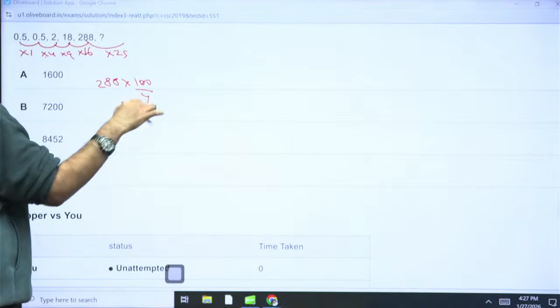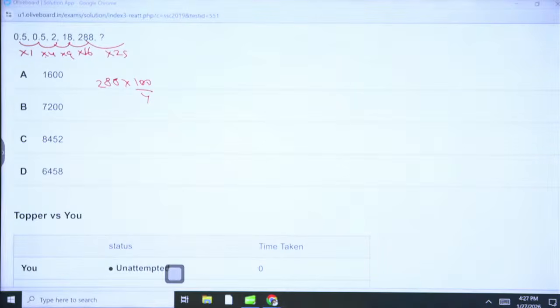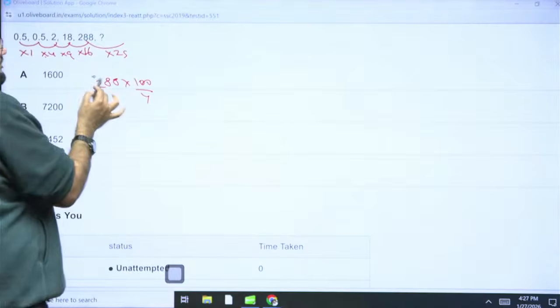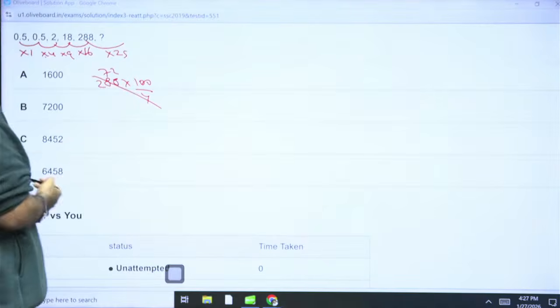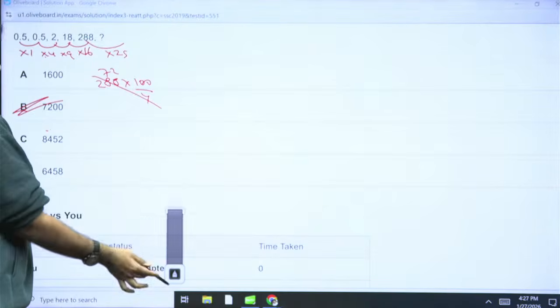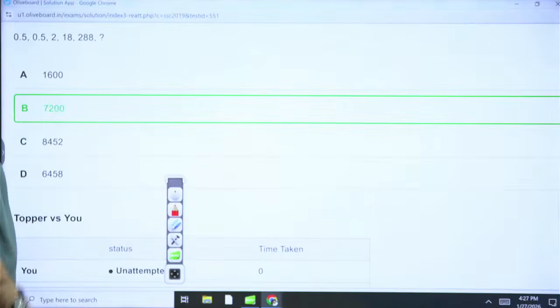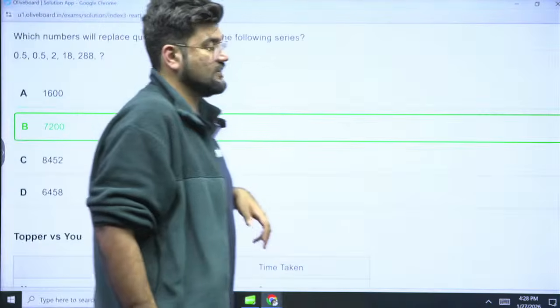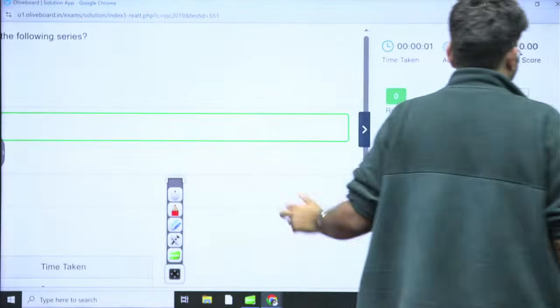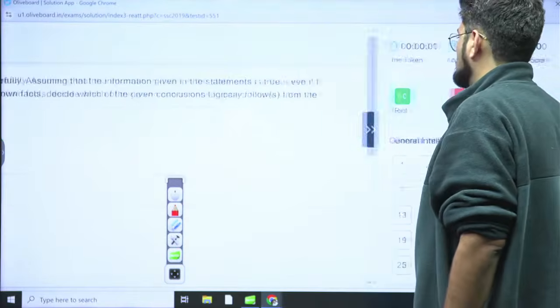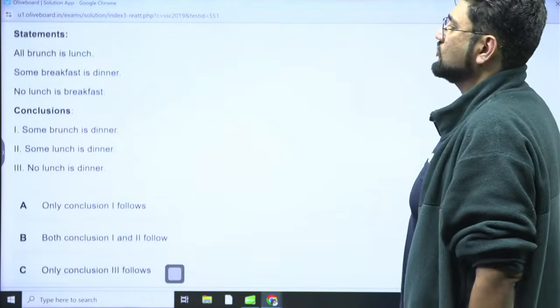So make it verbal. Make it mental. You don't have to solve it at all. This will be divided right away by 72. And 72 into 100 is 7200. So straight away in your head you have solved this question. Okay, 33 seconds. See? This is how smart work is done. Not only us, but the topper also smartly handled this question. Next.